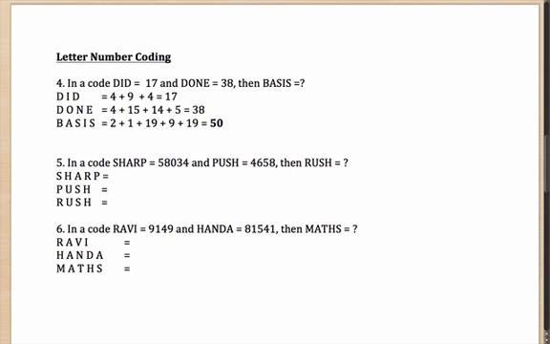Once again, let us look at what we have in case of sharp. So S is 19, H is 8, A is 1, R is 18, and P, how much is P? P is 14. No, LMNOP, P is 16, which is becoming 58034. Whereas push is how much? So P is 16, U is 21, S is 19, and H is 8, which is becoming 4658. And I have to find out the encoding for rush. Now, the problem is that 19, 8, 1, 18, 16 is becoming 58034. I cannot observe a pattern here. Same thing is happening here. So let me try and do some other sort of mapping if I can.